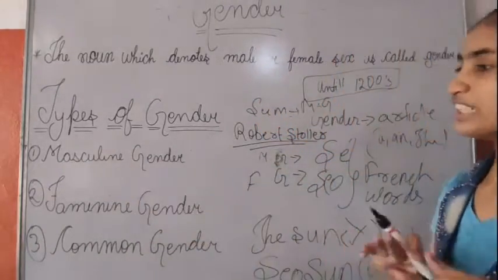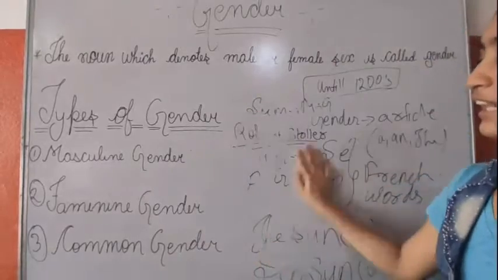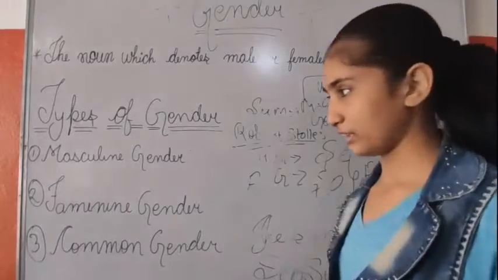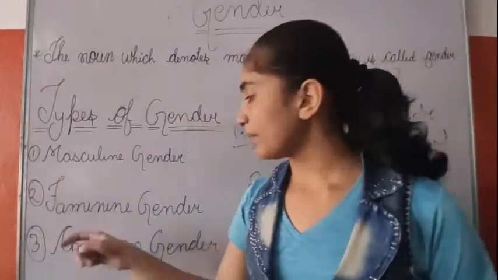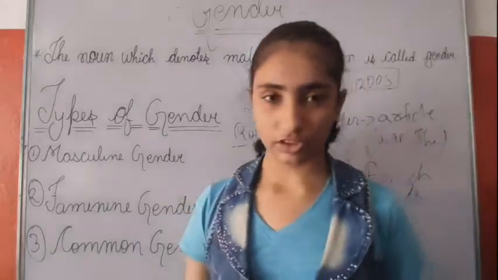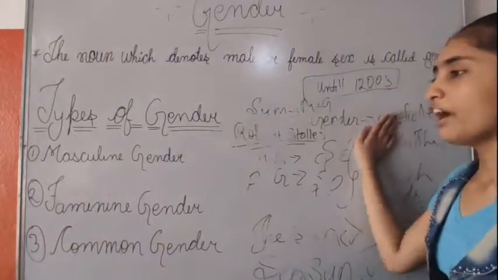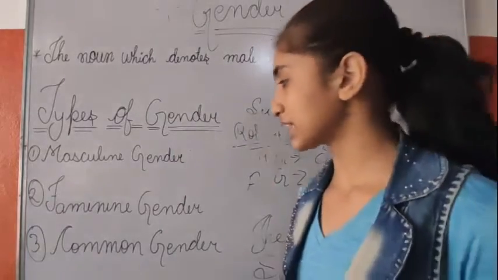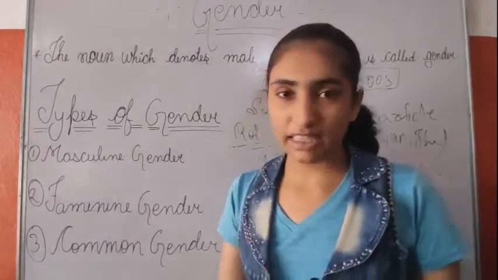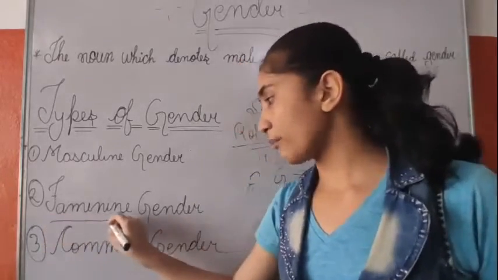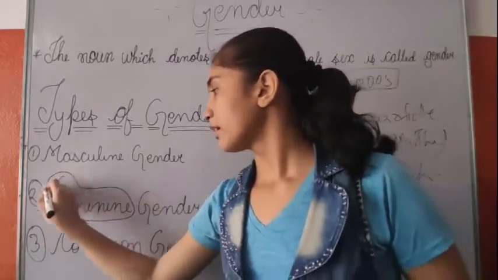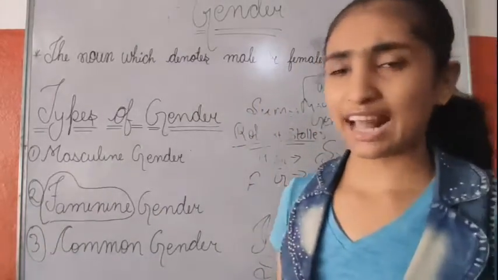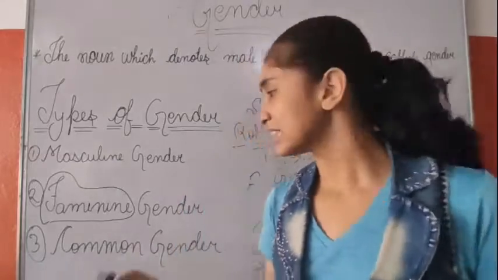Now, if I look at the types of gender, I can clearly say that there are four types of gender. Masculine gender, feminine gender, and after that the common gender. If I look into the feminine gender, feminine has been derived from the word female, okay? So the noun that denotes the female sex is known as feminine gender.